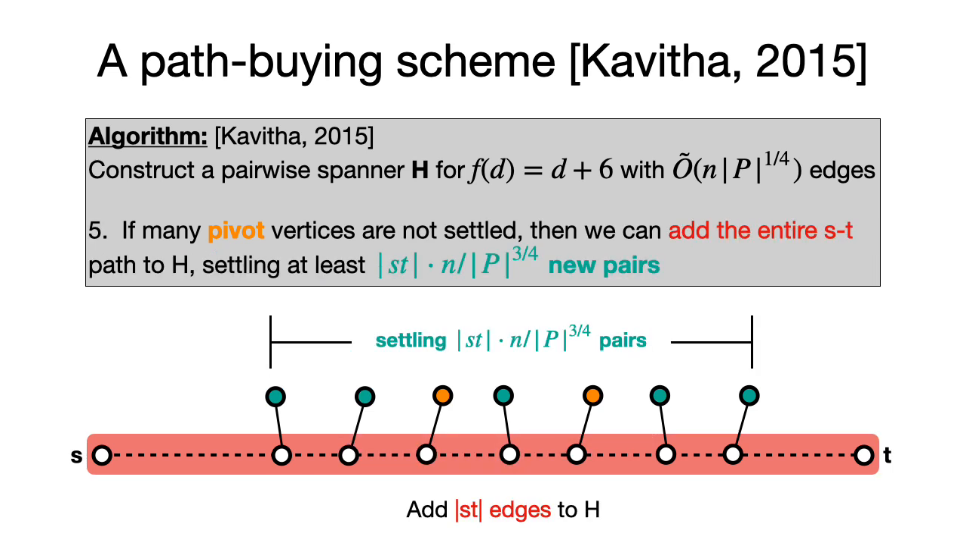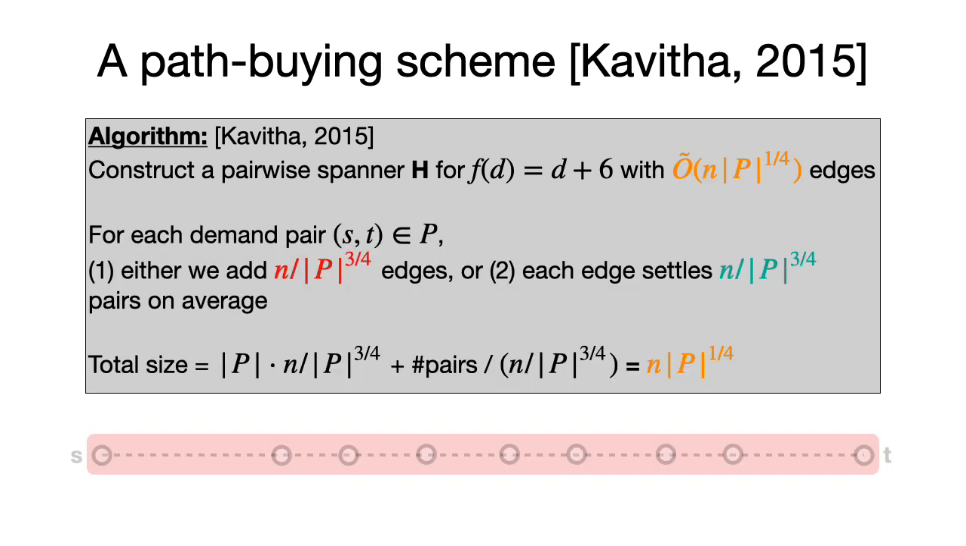In the second case, if most of the pivot pairs were not settled yet, then we simply add the entire s-t path to the spanner, and in the meantime create a lot of newly settled pairs. To summarize, for each demand pair, either we only add a small number of edges to the spanner, or we add the entire s-t path, but in the meantime settle a lot of new pairs. Balancing the two terms, we can obtain the right bound.